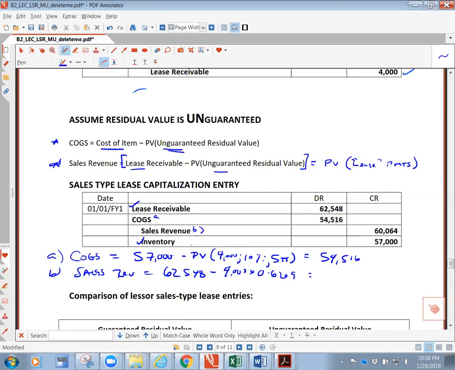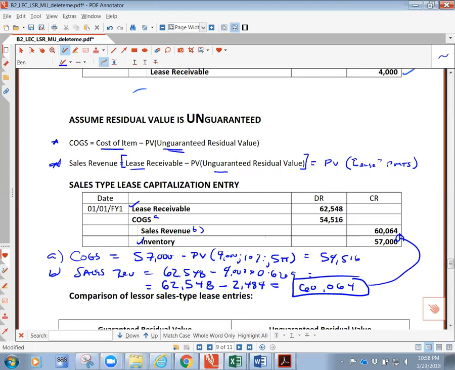4,000 times 0.6209 is 2,484. Okay, I'm just going to write that number down. So this equals 62,548, going slow so it's nice and tidy, minus 2,484 equals 60,064. Okay, so there you go. Bada bing, bada boom. All the stars in alignment, dogs and cats sleeping together. Professor Sierra got the right answer.